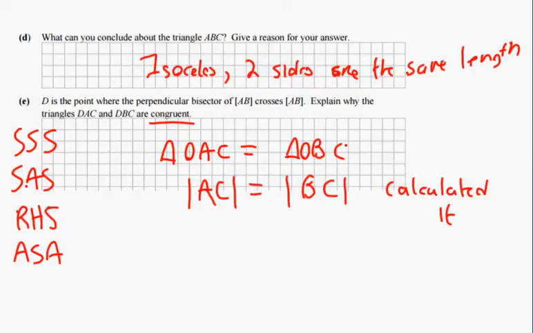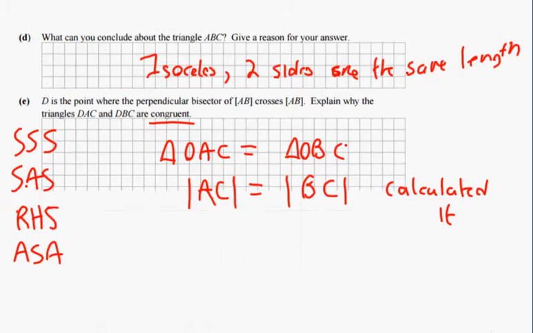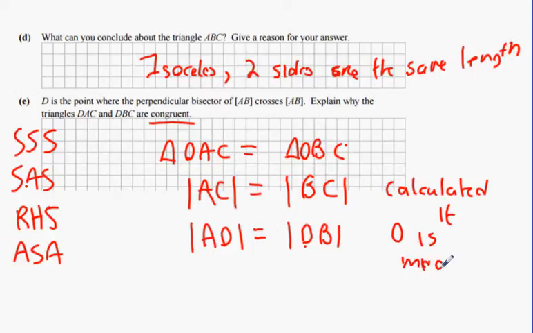Can I say that AD is the same length as DB? Yeah, because it's the midpoint. So AD equals DB, because D is the midpoint of AB. Everybody happy? I've got two sides so far. Do you have to say how you got it? Yeah, D is the midpoint of AB. You have to, yeah.